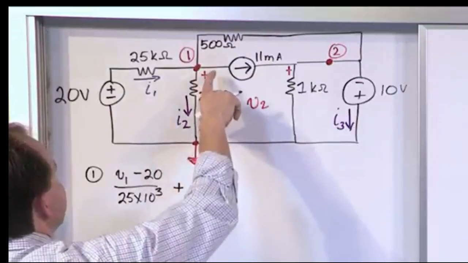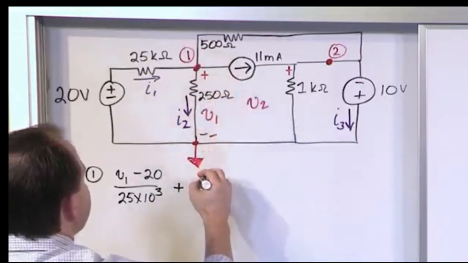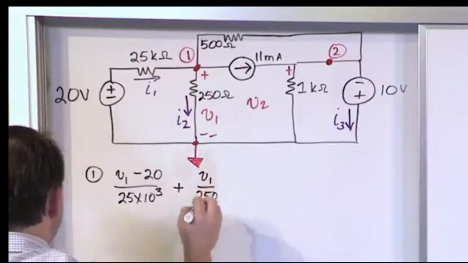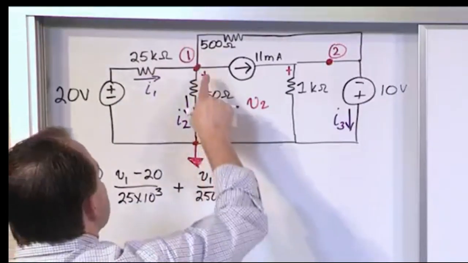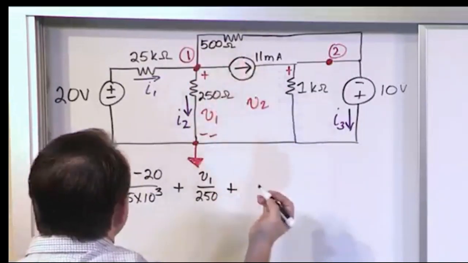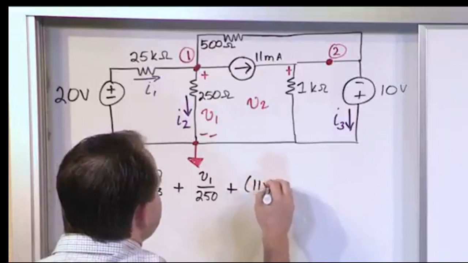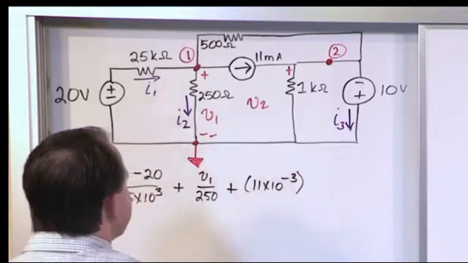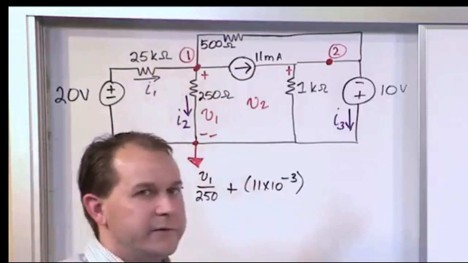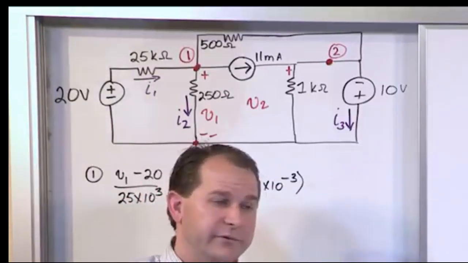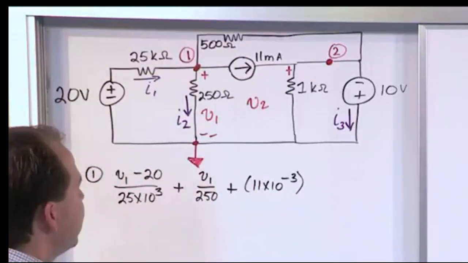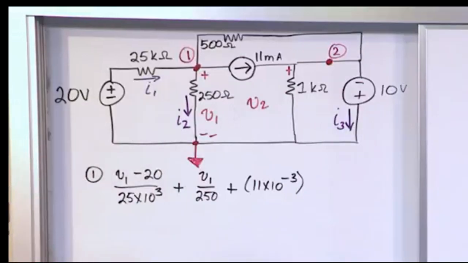Plus, what is the current going through here? It's V over R. So we have V1 over, what is the resistance? 250 ohms. So V1 over 250. Next, the current going through this leg is going out, so that's good. It's 11 milliamps. You don't want to use 11, you want to use 11 times 10 to the minus 3 because that's milliamps. So it's a little bit ugly having the scientific notation, but there's really no way to avoid it. If you have kilo ohms, you have to deal with thousands of ohms. It's a very large resistor. If you have milliamps, that's 1/1000th of an amp.